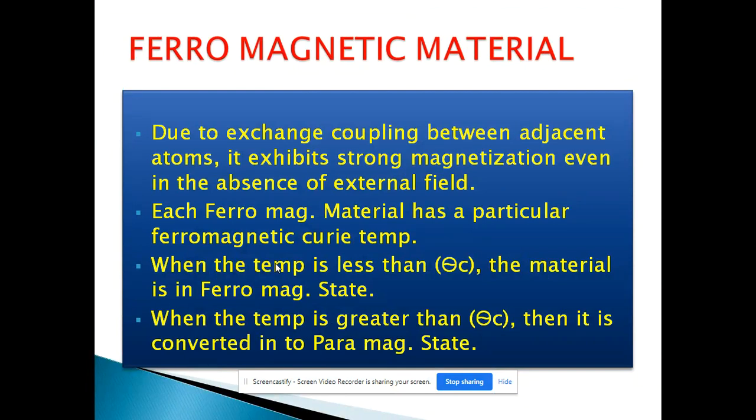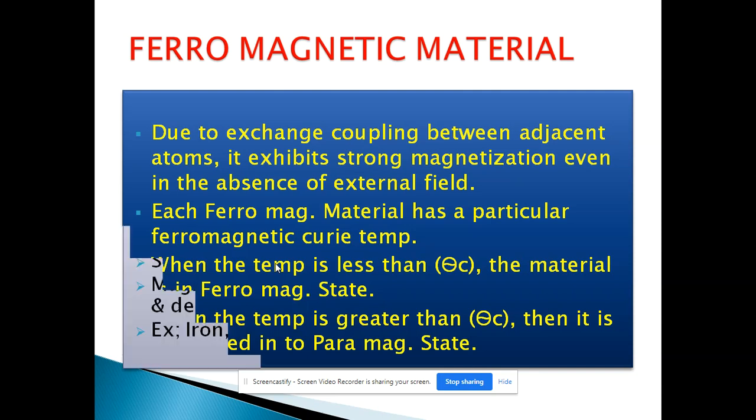And ferromagnetic materials. Due to exchange coupling between adjacent atoms, they exhibit strong magnetization even in the absence of an external field and have a particular temperature, the Curie temperature. When the temperature is less than theta C, the material is a ferromagnet. When the temperature is greater than theta C, it is converted into the previous state, that is, the paramagnetic state.